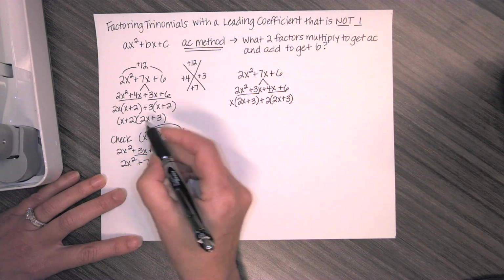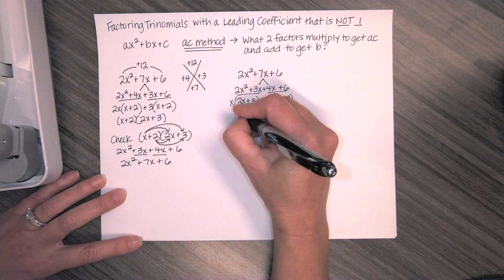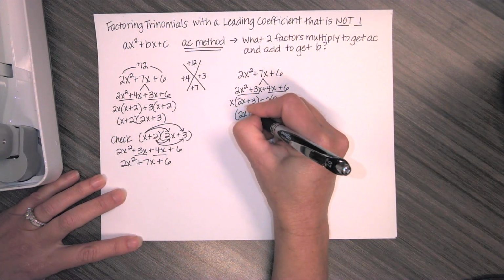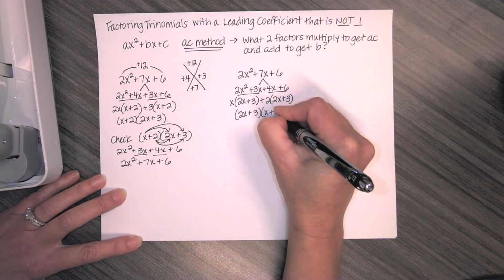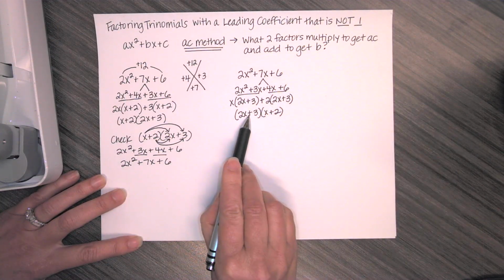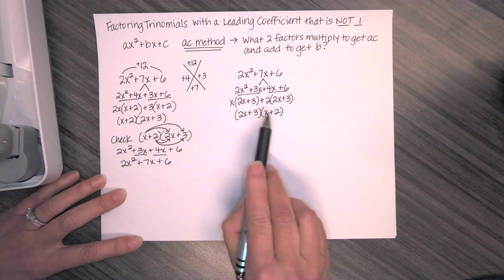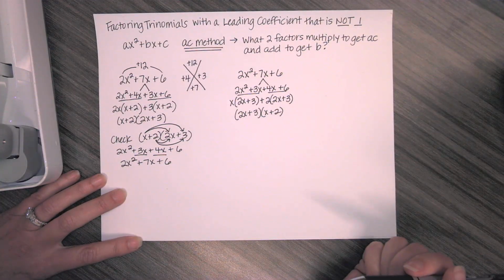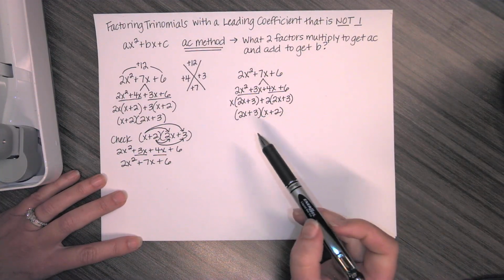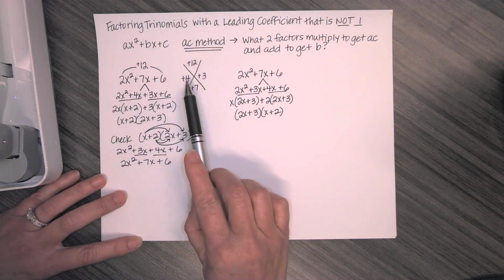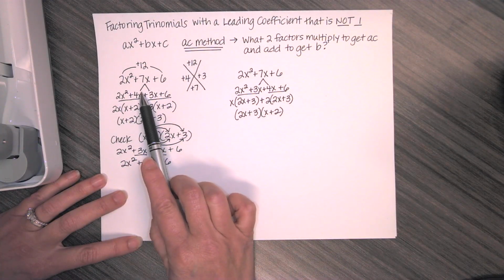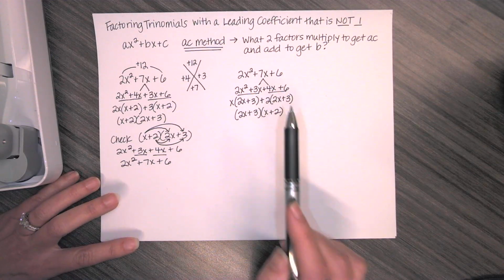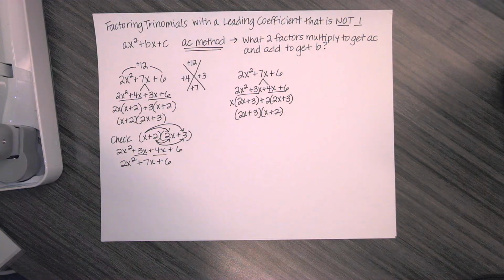So as you can see, the work looks completely different. But then when I factor out my 2x plus 3, and it leaves me with x plus 2, you see that I have the same two factors, they're just in a different order, which is completely fine. So all that to say, it does not matter what order you put these two numbers in when you split your middle term. If you do the math correctly, you will still get the right answer.